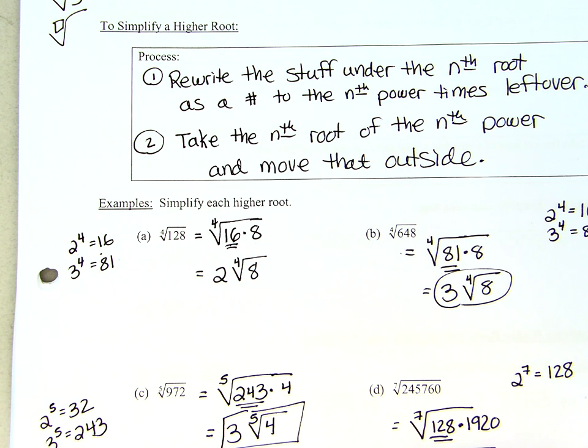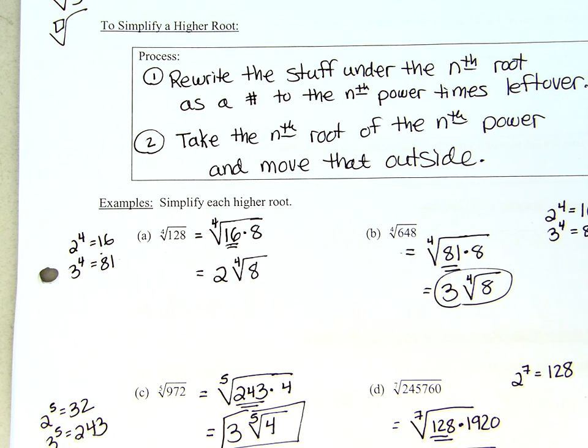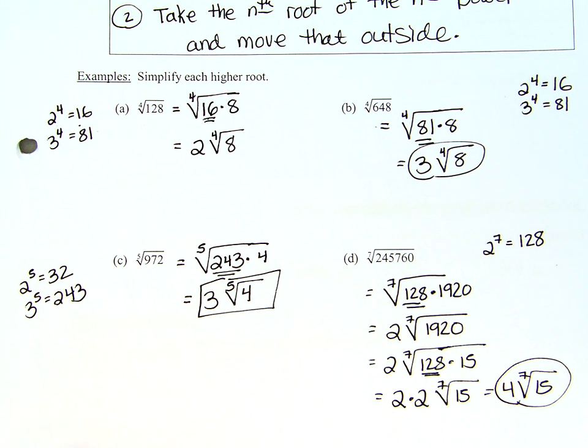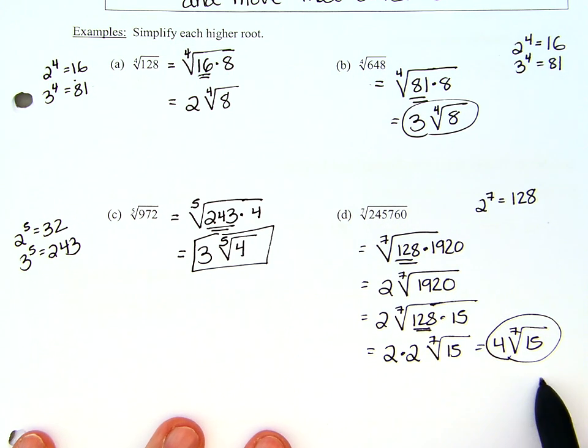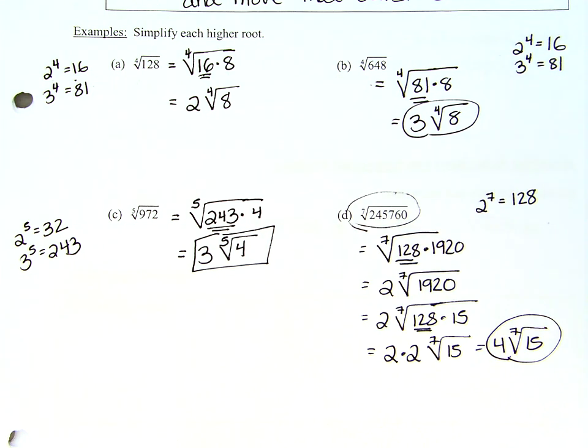Okay, well, that's kind of nice. 128, and what's left? 15, okay. 7th root of 128 is 2, so I'm moving another 2 out front. 2 times the 7th root of 15. That's going to be 4 times the 7th root of 15. Okay, 4 times the 7th root of 15. One thing you could do if you wanted to check these is using your calculator. You could type this in and get a decimal.